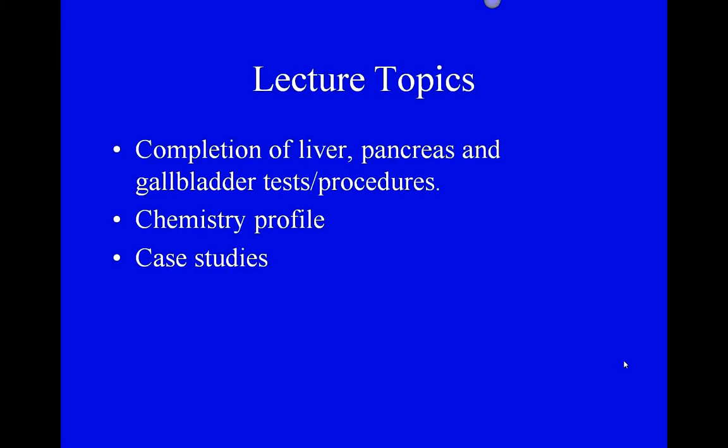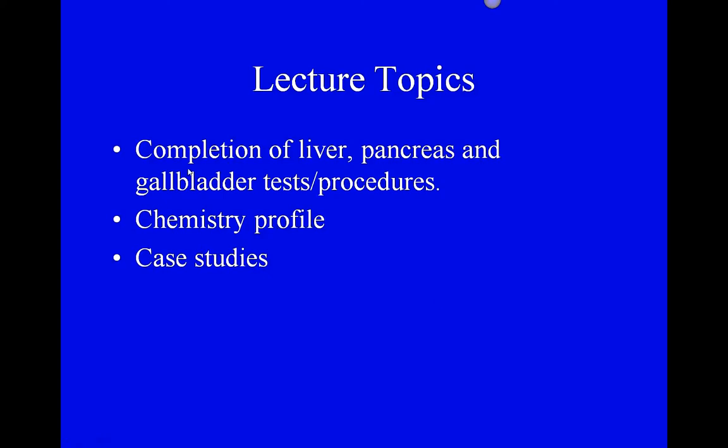All right, so you should have your notes that were left over from the gallbladder, or excuse me, the gastrointestinal lecture, and you should have the new notes on chemistry profile. So we'll finish up a test of the abdominal system today and discuss chemistry profiles, and then I have some case studies which will let us kind of apply those pieces.